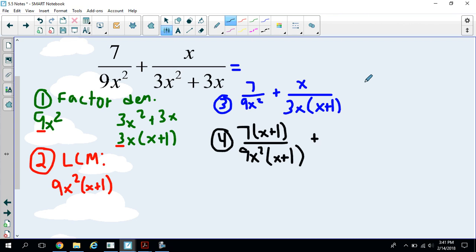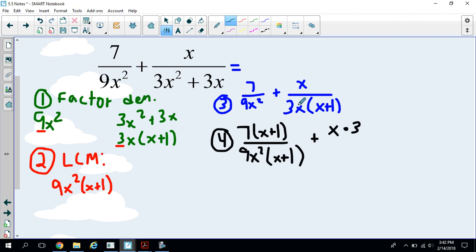Now I'm going to do basically the same thing with my second fraction. I have to see what I'm missing from my least common multiple. Well, we already have the x plus 1, so we don't need that. But notice we have a 3 and not a 9. So we have to think, 3 times what gives us 9? Well, that should be 3. So I'm going to multiply not only my denominator, but my numerator as well by 3.